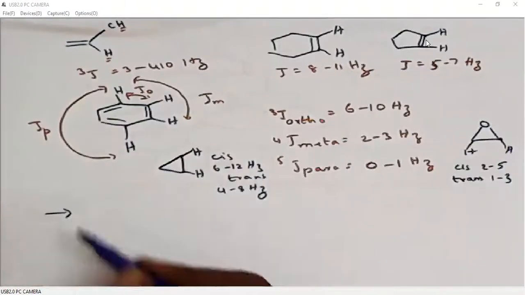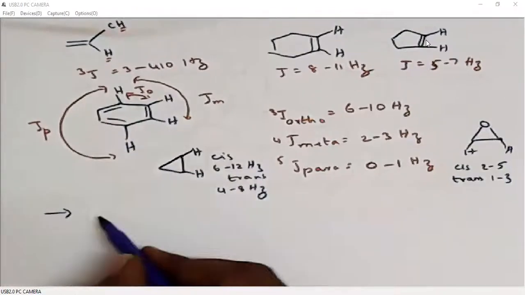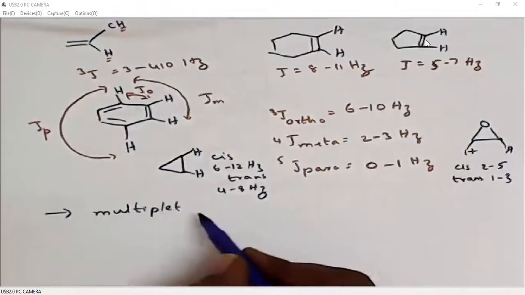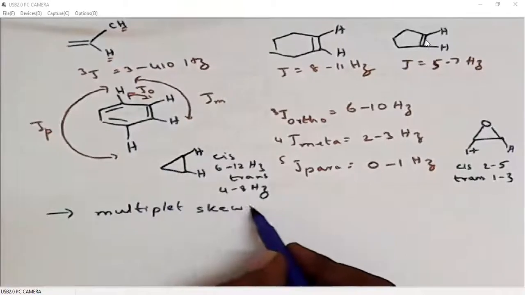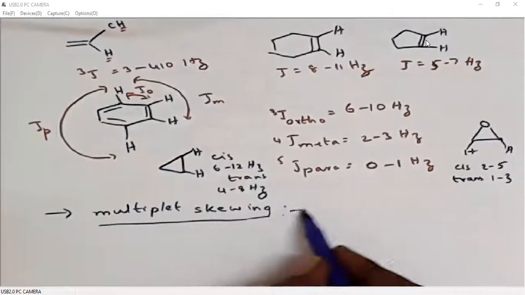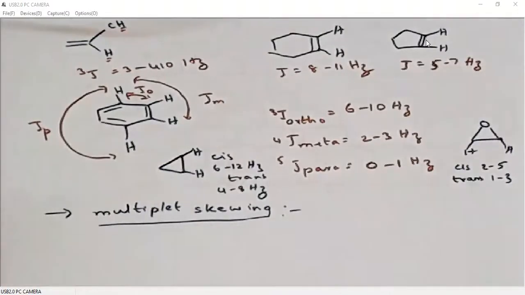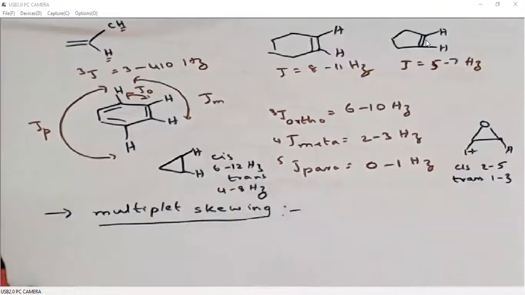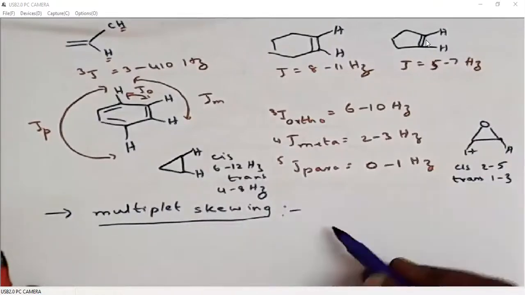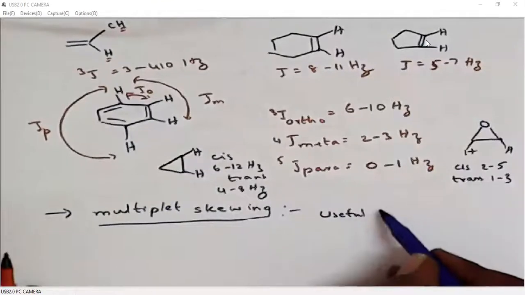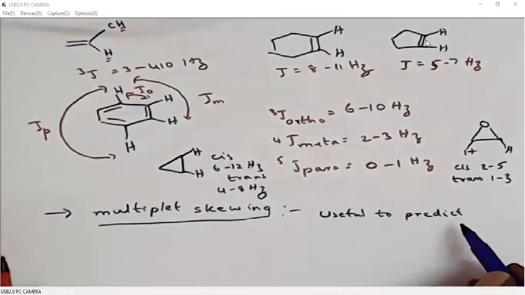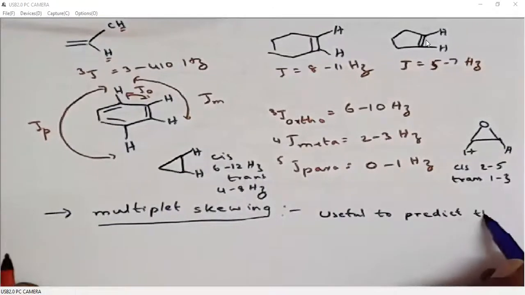Apart from coupling, we also have multiplet skewing. Coupling constant is useful to predict the interacting protons. At the same time, multiplet skewing is also useful to predict the interacting protons, or precisely, we can identify the interacting multiplets.